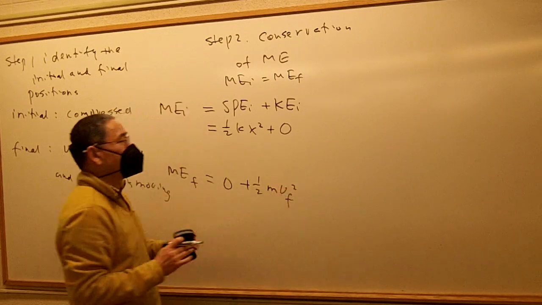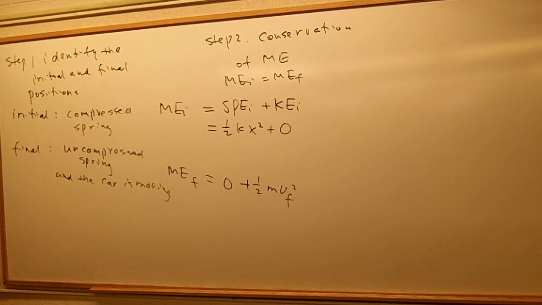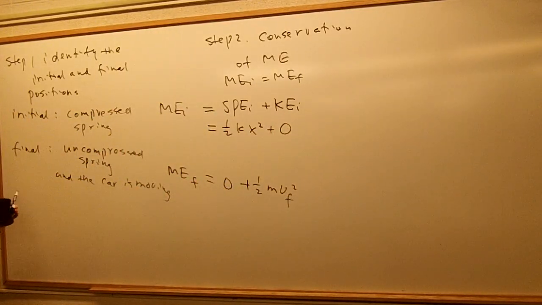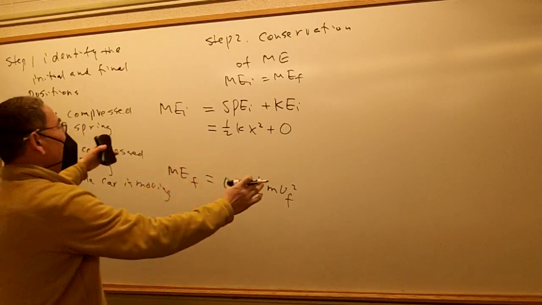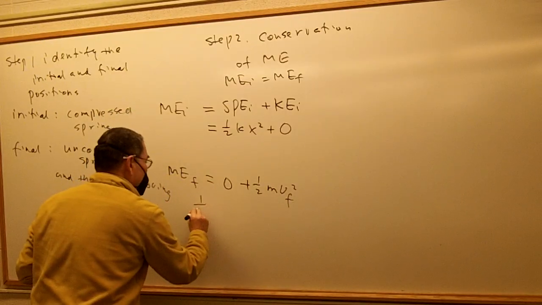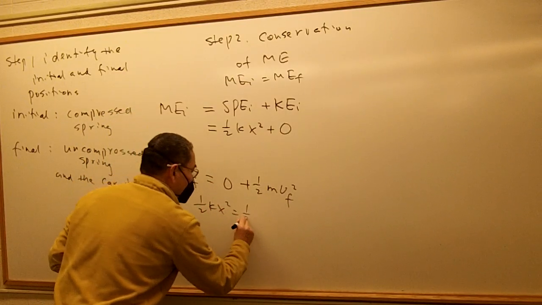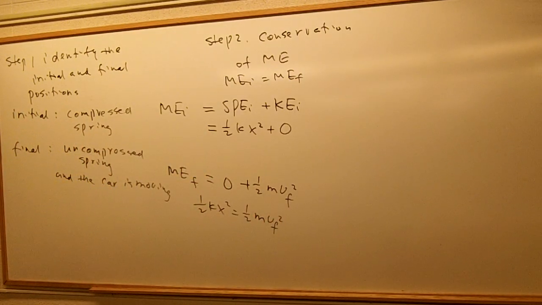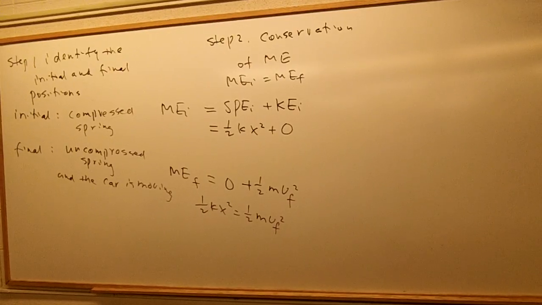Vf squared. Just keep in mind, this initial and this final just pertain to this part. It's not universal. It's just for this particular part A, I will say this is initial, this is the final. I cannot use it for the latter steps. Now the conservation means these two are equal to each other, so this will equal that. So then what I have is 1/2 kx squared equals 1/2 mvf squared. And this is the conservation of mechanical energy which we use.